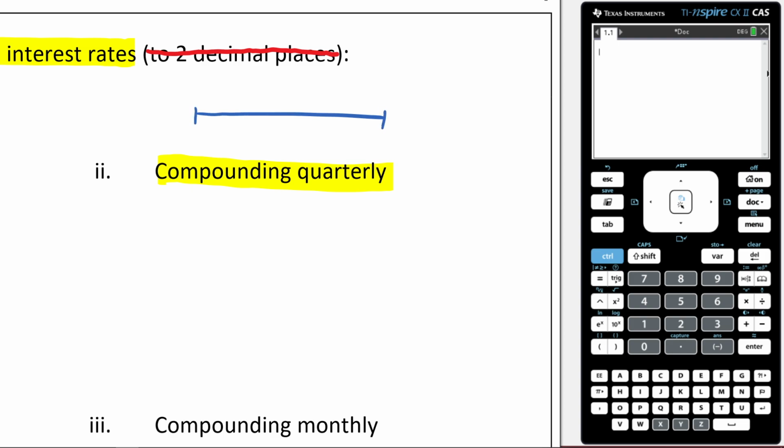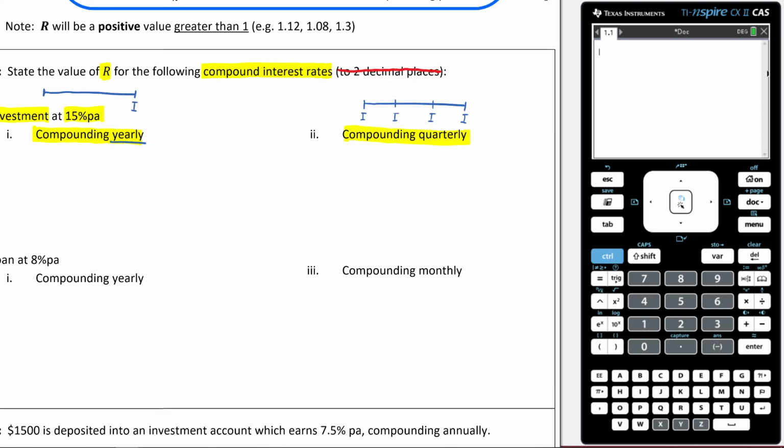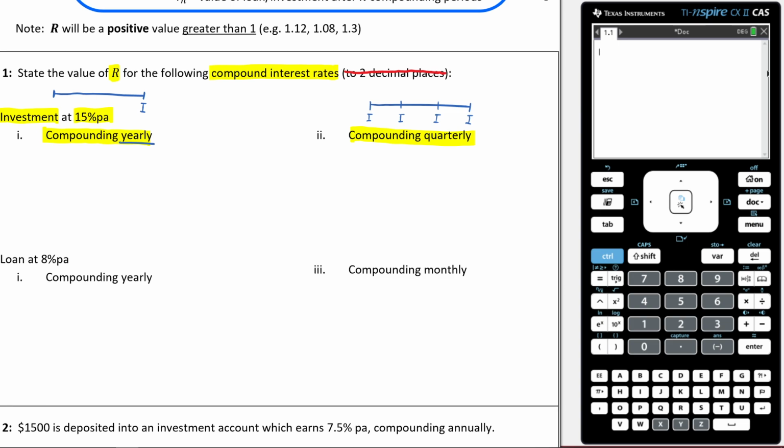In contrast, compounding quarterly, let's again draw a line which represents 1 year. If you compound quarterly, what it means is that they're going to calculate your interest 4 times, because there are 4 quarters in a year. So they're going to calculate it after the first quarter, after the second quarter, after the third quarter, after the fourth quarter. They're going to do it 4 times. So that's kind of the basics of what it means to compound: how often you're calculating the interest on your investment, how many times per year you are doing it.